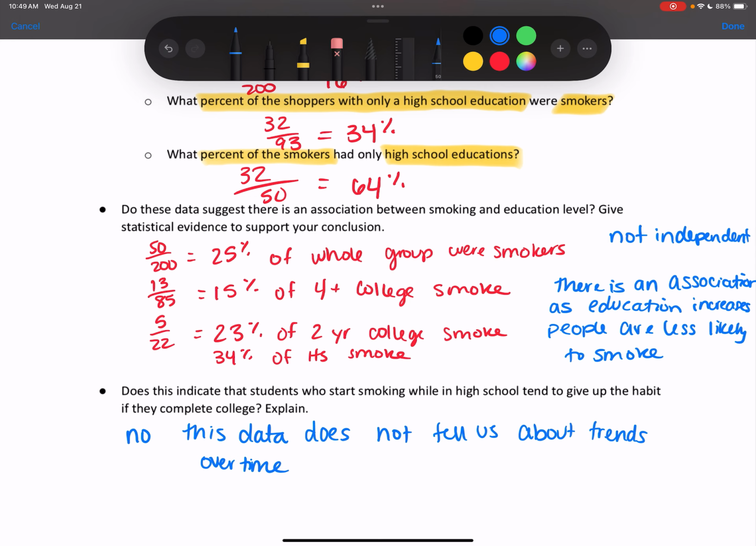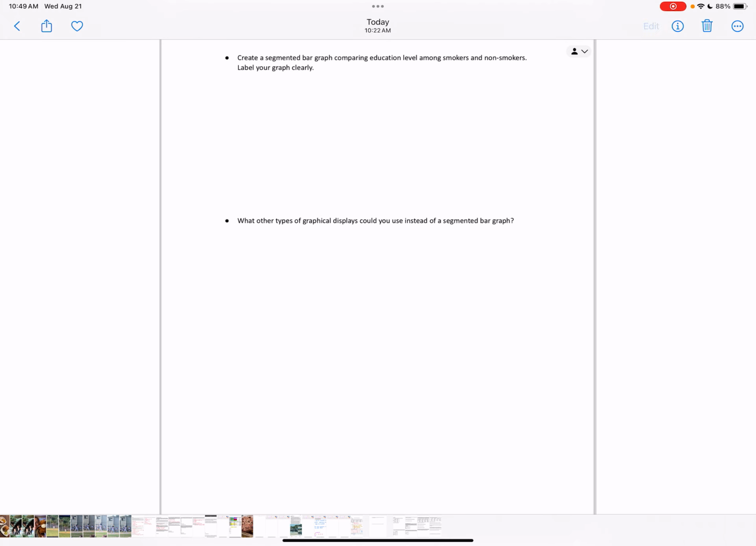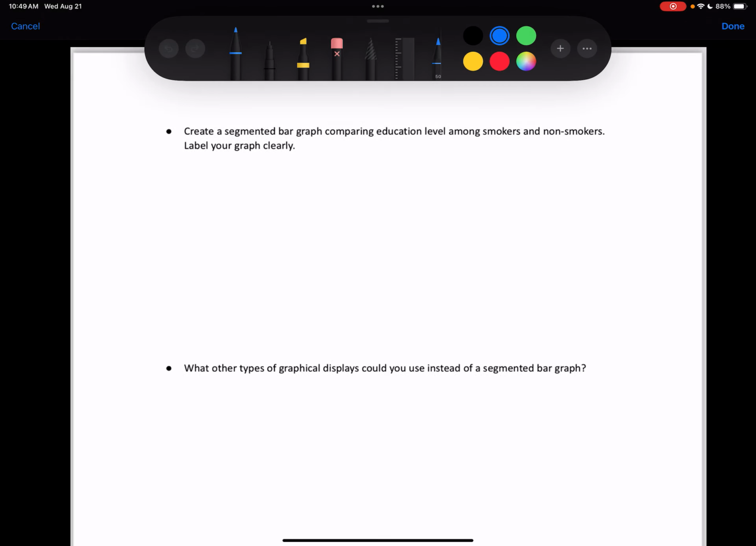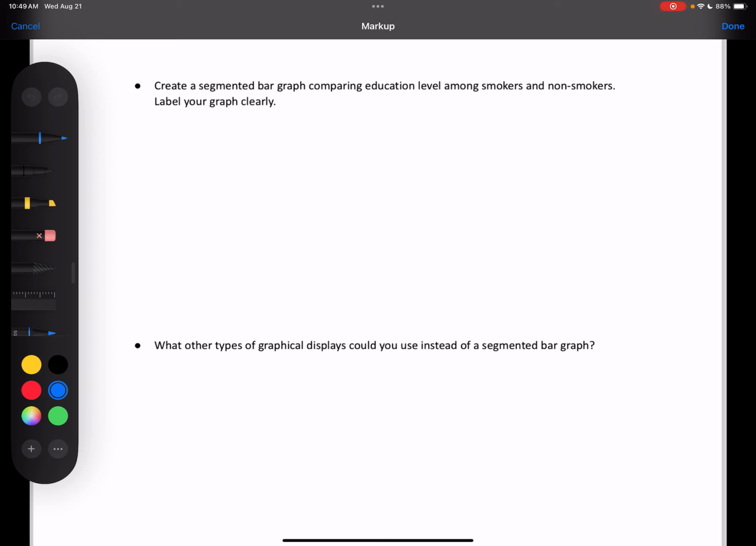All right, on the back, y'all have all this right. They want us to create a segmented bar graph comparing education level among smokers and non-smokers. Is that one where it's just like a line and the bars going up or whatever? Yes, but we need to do some analysis first to be able to do this.